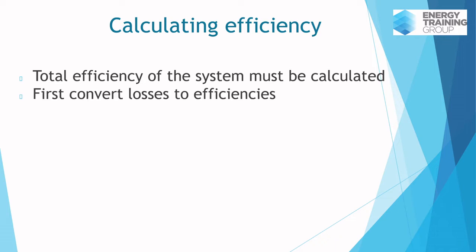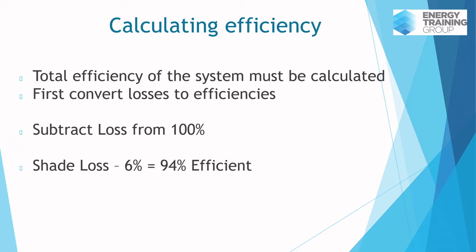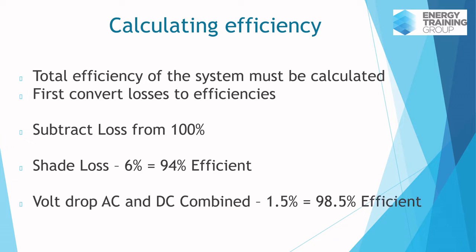So the first thing we want to do that's nice and easy is to convert all of the ones that are presented as losses to efficiencies so we can put them into our formula. To calculate an efficiency, you just subtract your loss from 100%. So our shade loss was 6%, that means it's 94% efficient. Our volt drop was 1.5%, therefore it's 98.5% efficient. So you're just subtracting the loss from 100% to convert it to an efficiency.